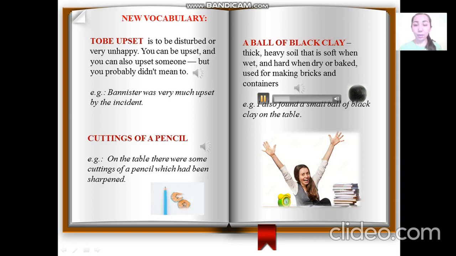Okay. A ball of black clay. You also can see from this picture what is a ball of black clay. It is a thick, heavy soil that is soft when wet and hard when dry or baked, used for making bricks and containers.